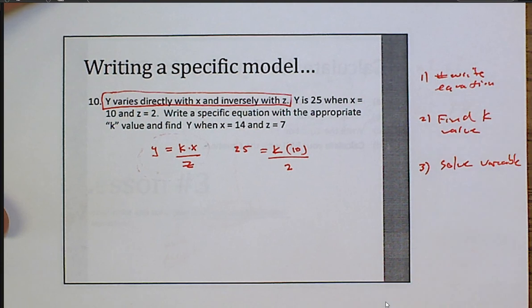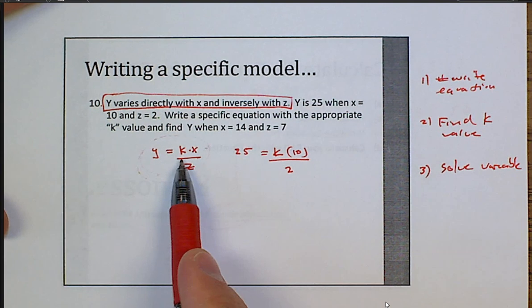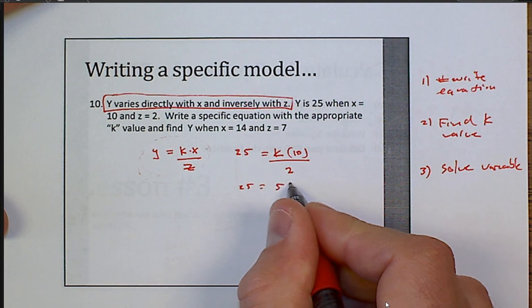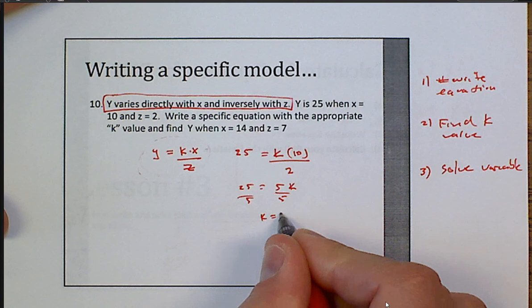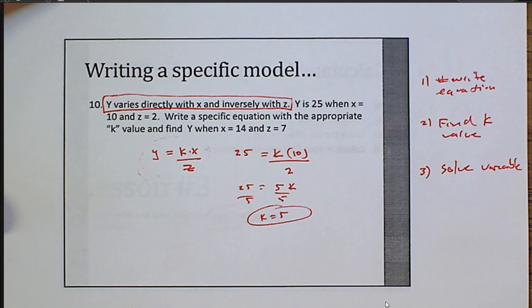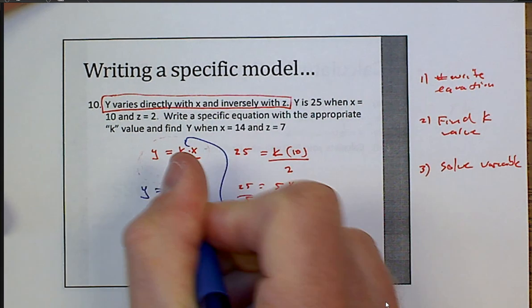So number 1, we translated the sentence. There it is. Number 2, we have to find k. How do we do that? Well, let's keep solving. 10 divided by 2 is 5, so essentially we have 5 times k, so we divide by 5, and k equals 5. Great. Number 3, solve for the variable. Now that we know our k value, we plug that back in right here, and this becomes y equals 5x over z.